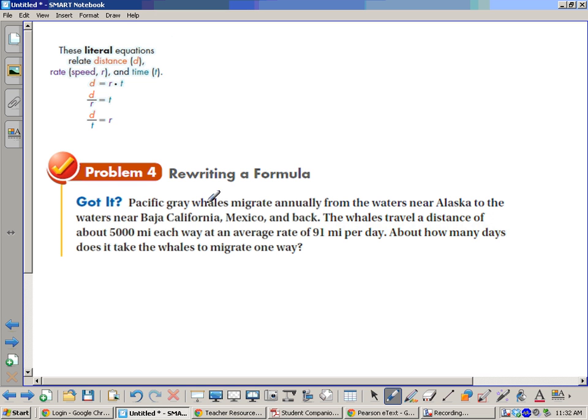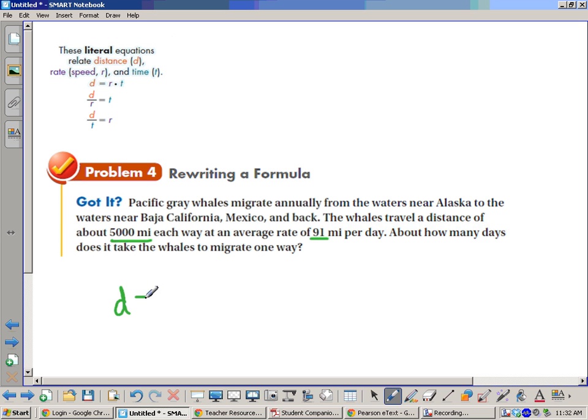So in this case, we're talking about the Pacific gray whales. They migrate annually from the waters near Alaska to waters near the Baja California, Mexico, and back. The whales travel a distance of about 5,000 miles, so that's our distance each way, and they tell us that they can travel 91 miles per day. So we want to know how many days does it take for them to travel this 5,000 miles.